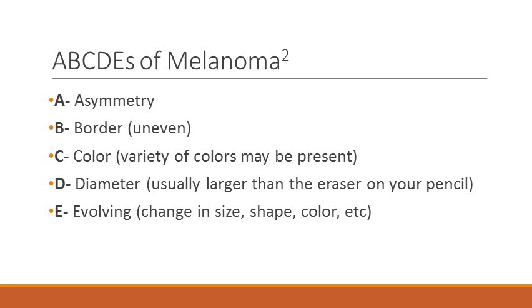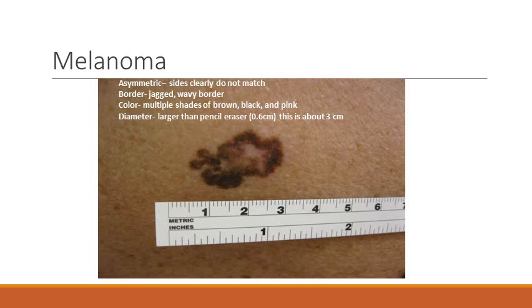A common way to remember the appearance of melanoma is the ABCDE rule. The A stands for the asymmetry of these lesions. B stands for the border, which is often uneven or irregular. C stands for the multiple colors that can be present. D stands for the diameter, which is typically larger than a pencil eraser in size. E stands for the evolving nature of melanoma, meaning that these lesions are very prone to changing in size, shape, or color. Let's take a look at these features on this photo.